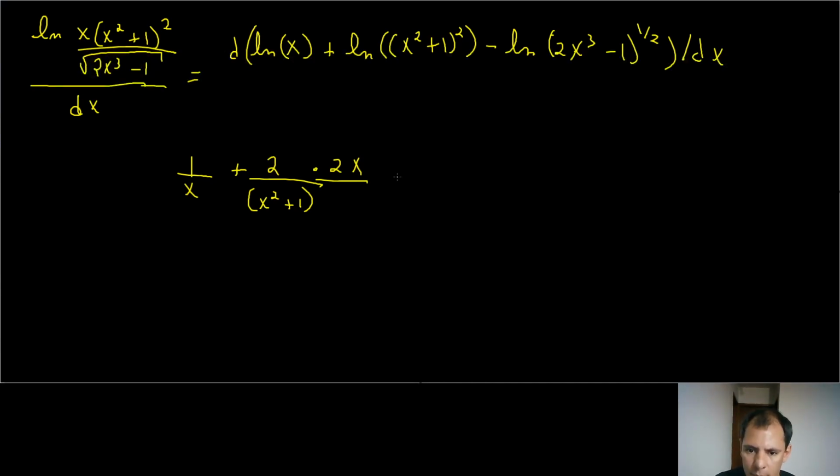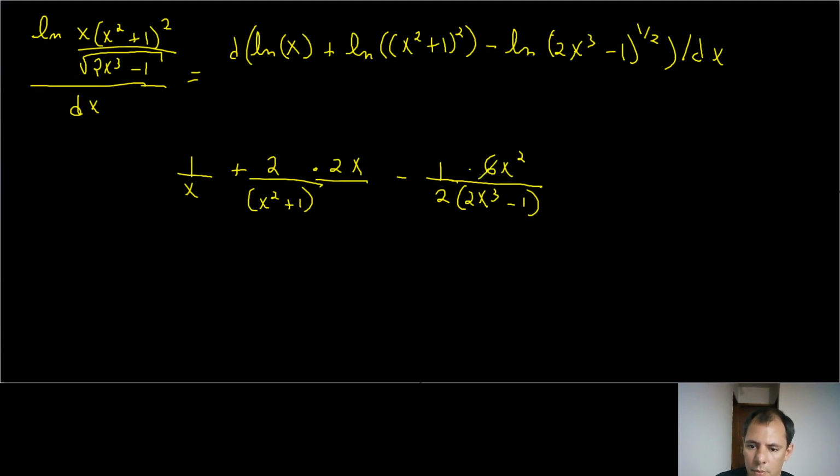And then you have a minus here, and the half, I can put it here. So it's going to be minus half, and times ln of 2x cubed minus 1 is just going to be 1 divided by 2x cubed minus 1 times the derivative of this, which is 6x squared. Okay, so times 6x squared.